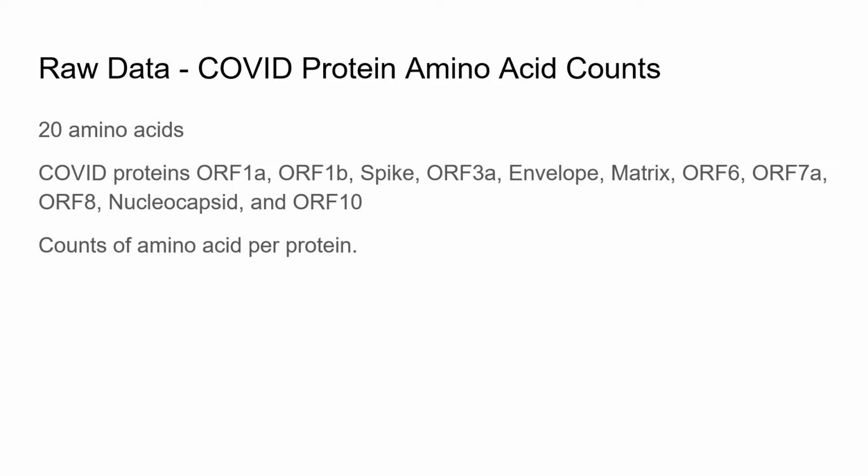Now, my raw data consisted of the amino acid counts within different COVID proteins. There are 20 amino acids within these counts, and the COVID proteins that my raw data contained were ORF1A, ORF1B, spike, ORF3A, envelope, matrix, ORF6, ORF7A, ORF8, nucleocapsid, and ORF10. Additionally, those counts of amino acid per protein were also included.